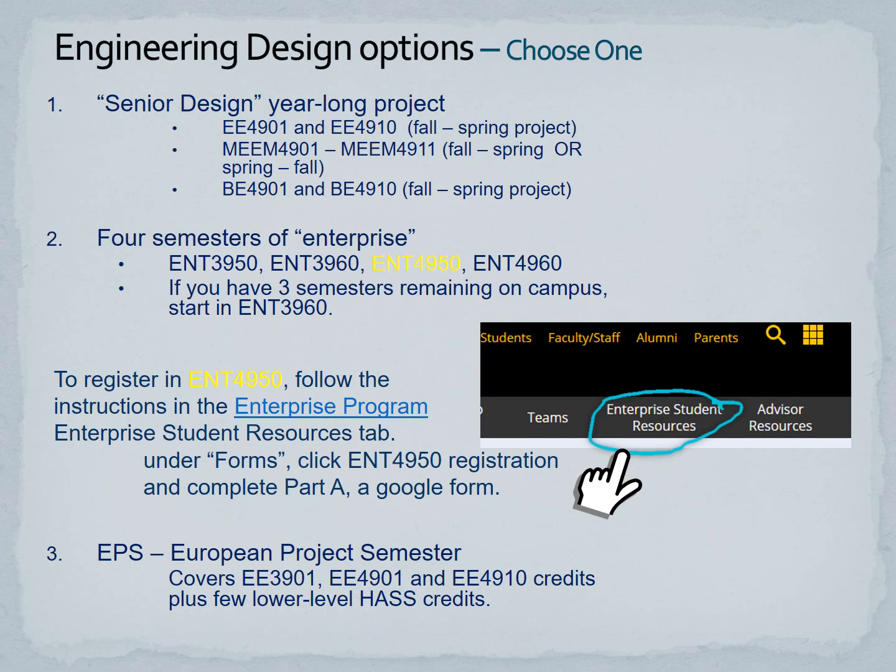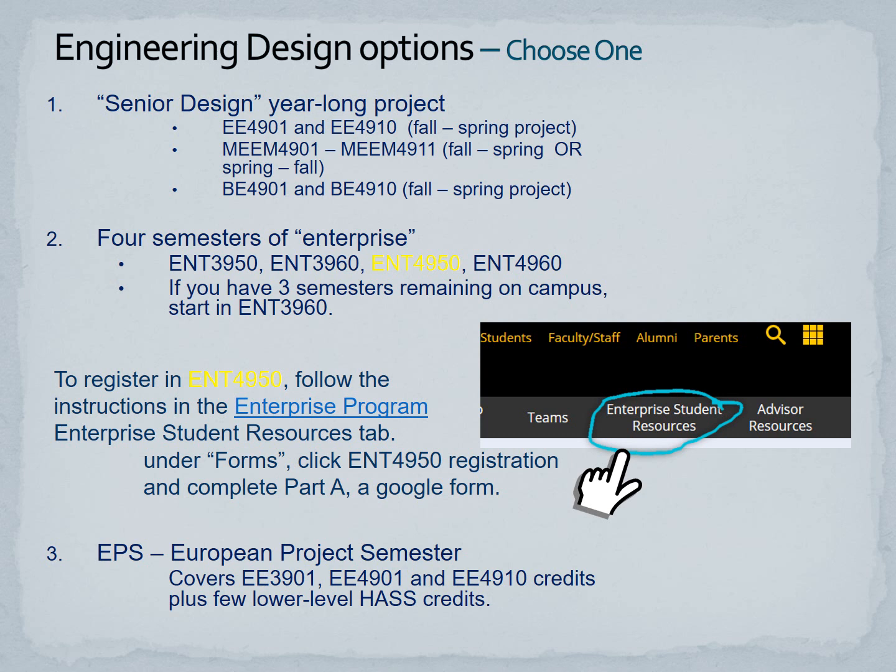You will choose one of 3 options to satisfy the engineering design requirements and plan to get it done on time for your graduation. EE 4901 and EE 4910 is the Senior Design year-long project sponsored by an outside company. You do have a faculty advisor that works closely with your team throughout the year.